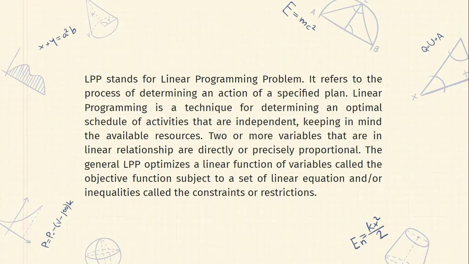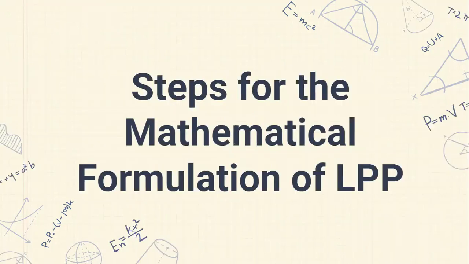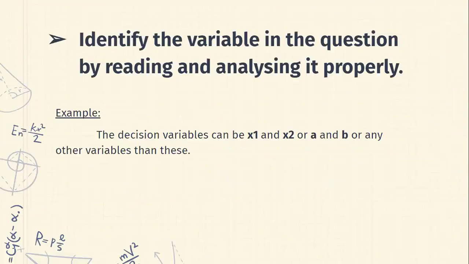Now, proceeding ahead, I would like to present the steps for the mathematical formulation of LPP. That is, how do you solve the LPP? Step number one is to identify the variables in the question by reading and analyzing the question very thoroughly. Identify your decision variables. You can name them as you choose: x1 and x2, x and y, a and b, or any variable depending on the question. It can be more than two as well.